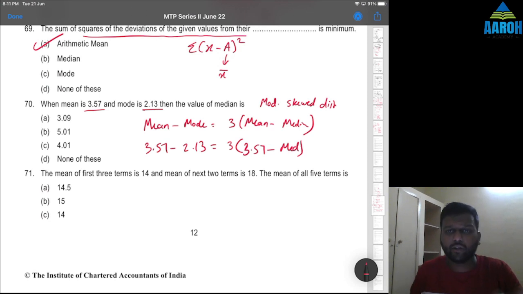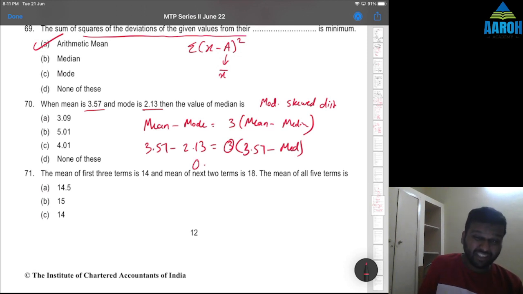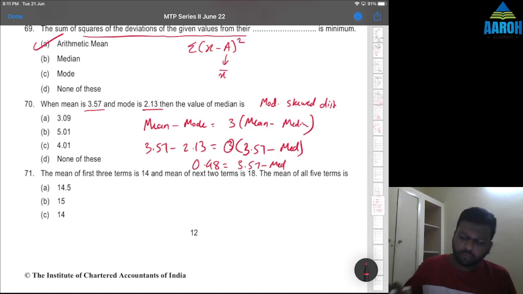Let's find that on the calculator. I'll do it on my phone's calculator. 3.57 minus 2.13, that is 1.44, divided by 3. Do it in one step, don't write any steps. This 3 is going to be divided, right? So divide by 3, that is 0.48. So now imagine 0.48 is going to be 3.57 minus median. So median will be 3.57 minus 0.48. So how much is that? 3.09. Option A is the correct answer.